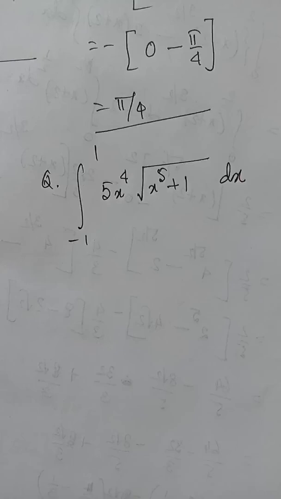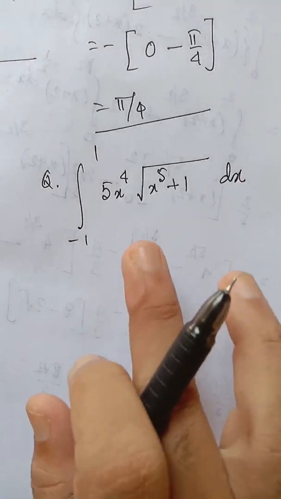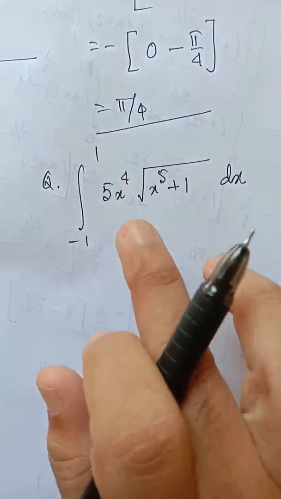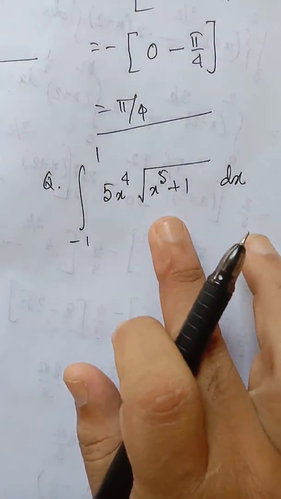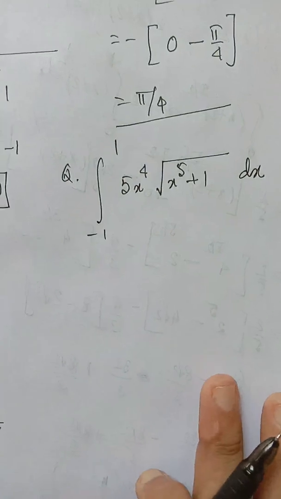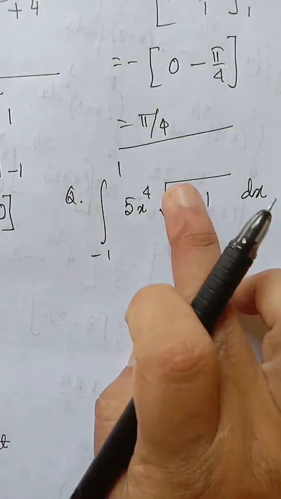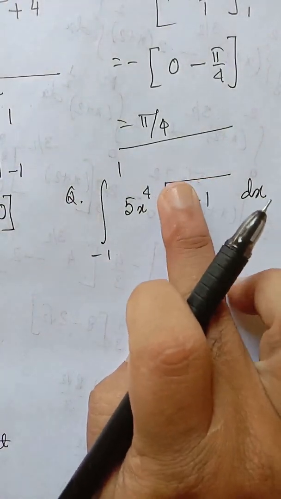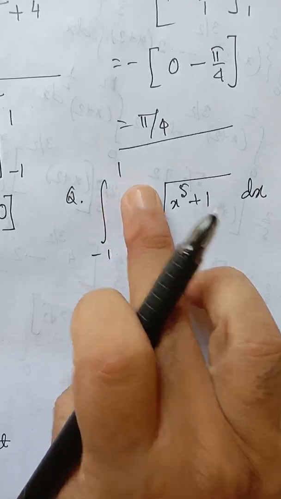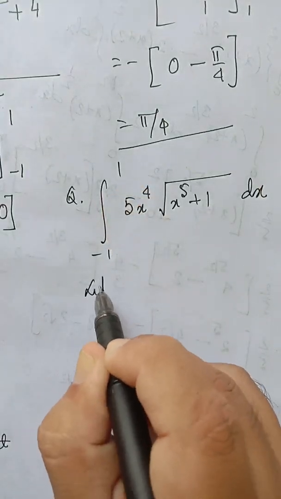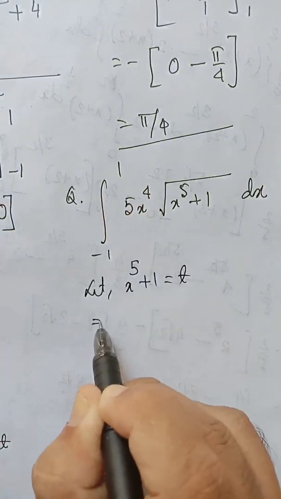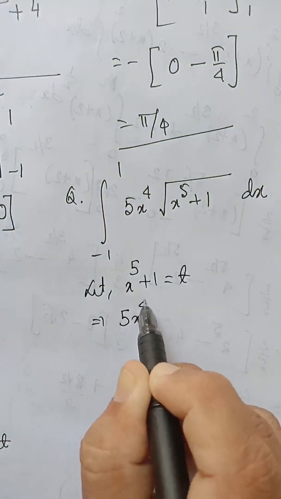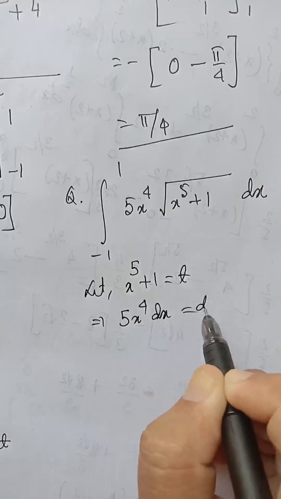Next question is to integrate, from minus 1 to 1, 5 into x to the power 4 into root of x to the power 5 plus 1 dx. Here you can see derivative of x to the power 5 plus 1 is 5x to the power 4, which is here. So we will substitute first. We will put x to the power 5 plus 1 equal to t. So differentiating, we will get 5x to the power 4 dx equal to dt.